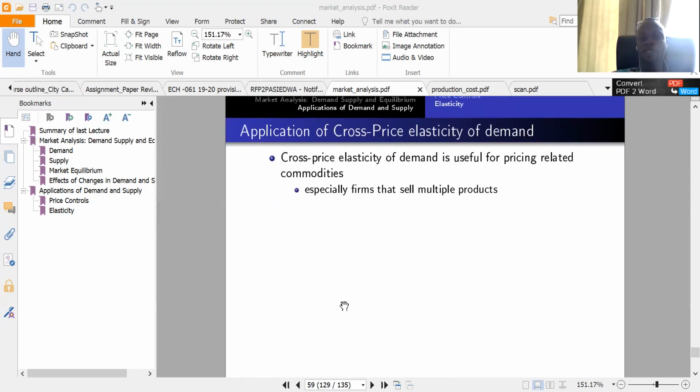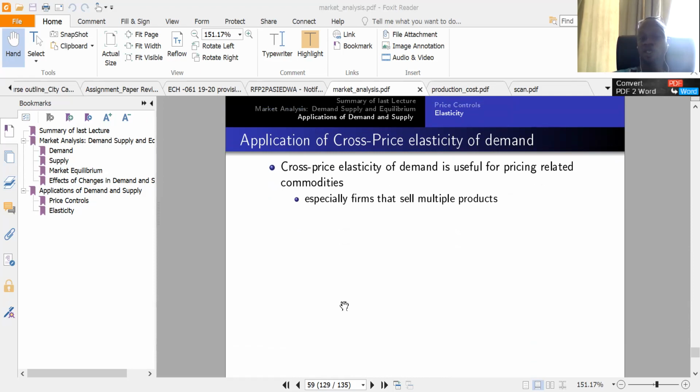Application of cross price elasticity. Cross price elasticity is useful for pricing related commodities, okay? Especially for firms that sell multiple products. So if you are a supermarket, they sell a lot of products. They can decide that, okay, one product is not moving so well. Okay, so maybe Ideal Milk and Kanishi or some other milk, Peak Milk. Maybe Peak Milk is not going so well. So what do I do? I want more people to buy Peak Milk. So I increase the price of Ideal Milk.